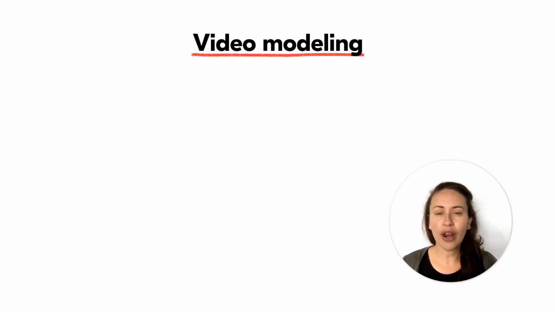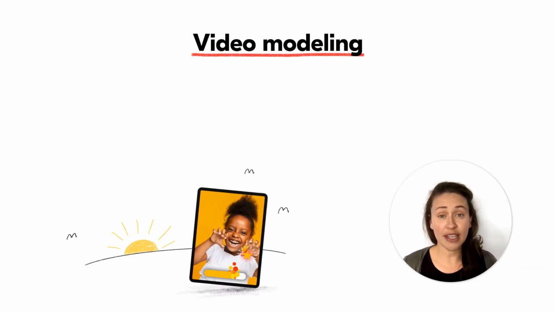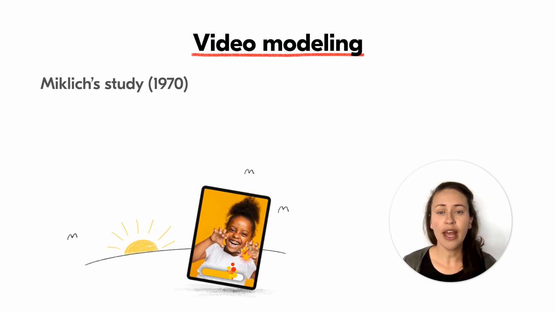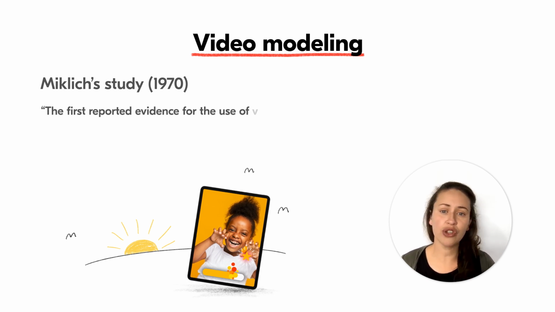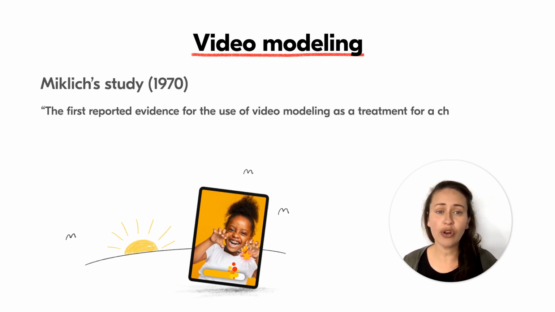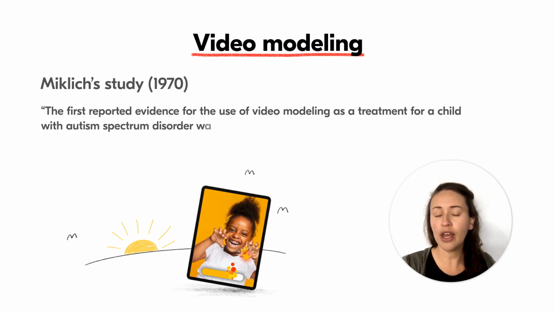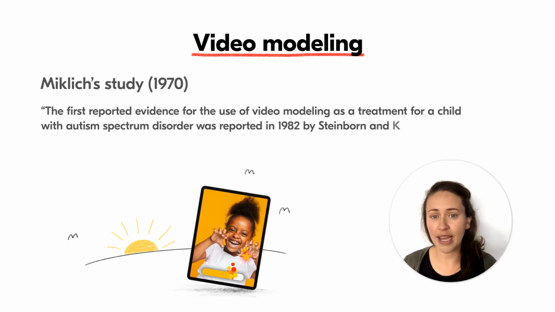Video modeling is a relatively recent phenomenon in teaching. Creer and Miklick's study in 1970 was the first to explore its use. The website researchautism.net reports that the first reported evidence for the use of video modeling as a treatment for a child with autism spectrum disorder was reported in 1982 by Steinborn and Knapp.